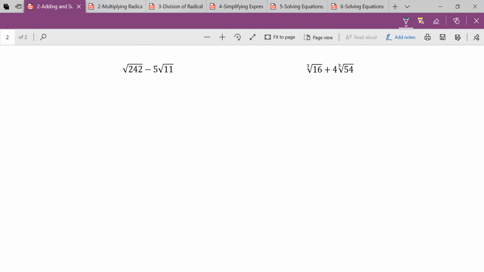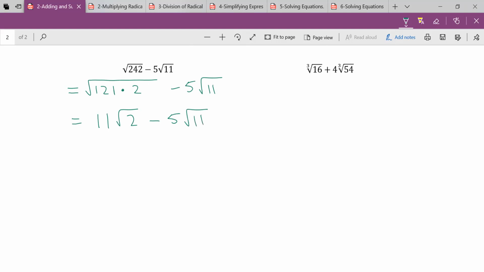So root 242 minus 5 square root 11. What I'm going to do here again is this is where it's really important you've got those perfect squares listed somewhere. So I say to myself, okay, 121 is a perfect square. That's a factor of 242. And root 11, well, there's nothing I can do to the 11. So square root of 121 is 11, root 2 minus 5 root 11.